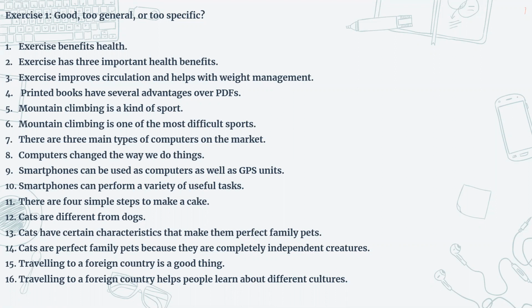Okay, let's begin. One, exercise benefits health. There's a topic, which is exercise, but I can't see a controlling idea. It's too general. We all know that exercise is good for us. So I will not be able to guess what the rest of the paragraph will be about. Two, exercise has three important health benefits. This is a good topic sentence because it has the topic and the controlling idea, which is three important health benefits. So in the rest of the paragraph, I will be talking about these three important health benefits.